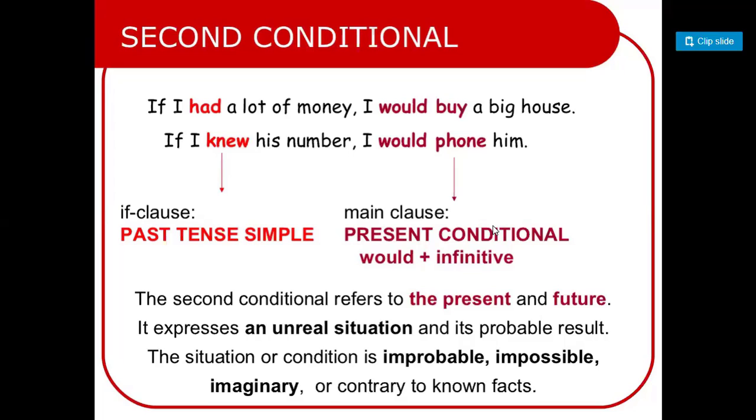If I knew his number, I would phone him, but I don't have the number. So it is contrary to the known facts, meaning I don't have the number. It's unlikely, not possible, impossible. I can't call him because I don't have the number. So I would say, if I knew his number, I would phone him.